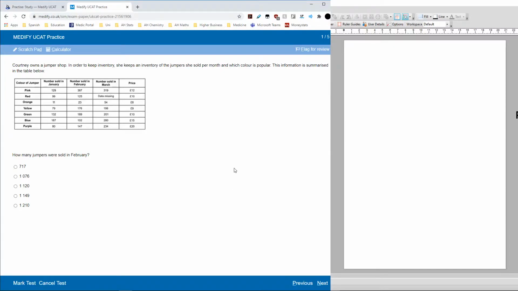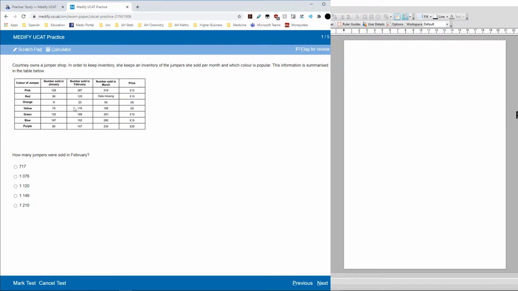Right, this one will be a good one. Courtney opens a jumper shop. In order to keep inventory, she keeps an inventory of the jumpers she sold per month and which colour is popular. This information is summarised in the table below. Okay. How many jumpers were sold in February?